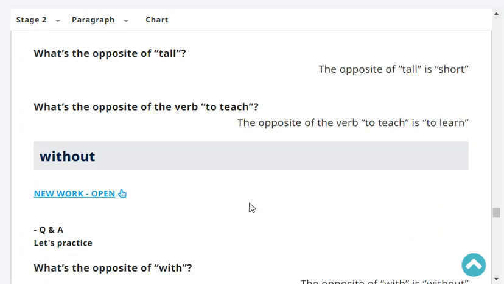What's the opposite of the verb to teach? The opposite of the verb to teach is to learn. Very good.